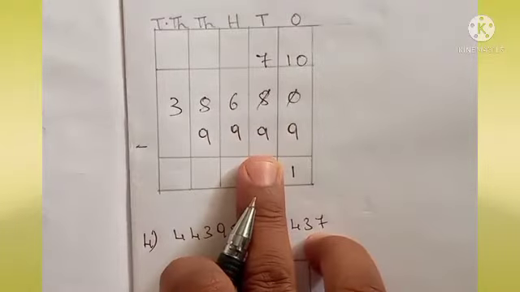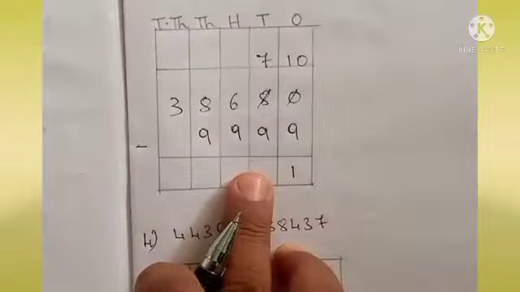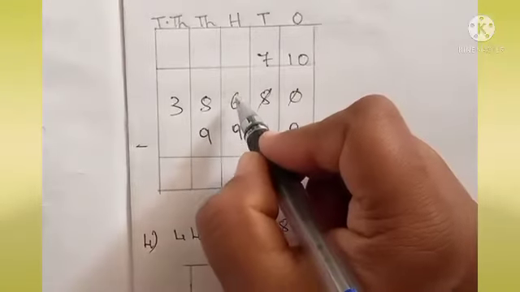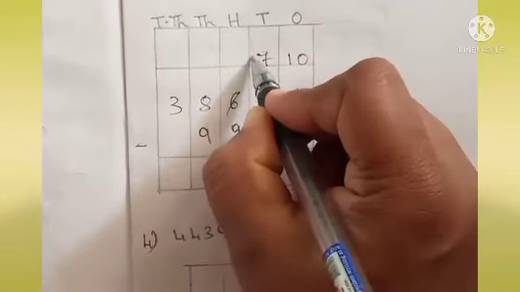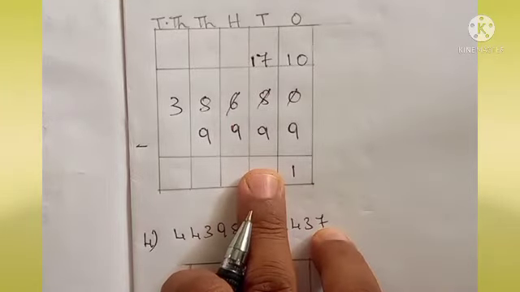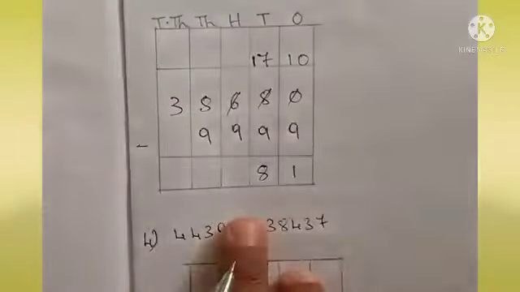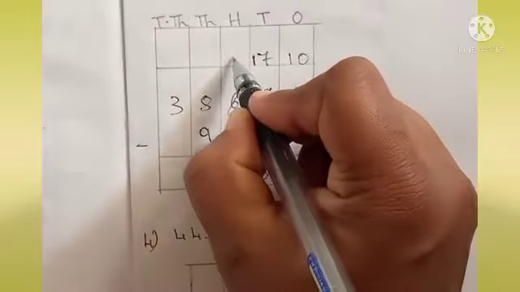In 7 can you minus 9, dear children? See, in tens place, in 7 can you minus 9? No. So what you should do? Borrow 1 from 6. So this will become 17. 17 minus 9, how much? Yes, dear children, 17 minus 9? Yes, 8. 8 is remaining, isn't it? So now how much is remaining here?